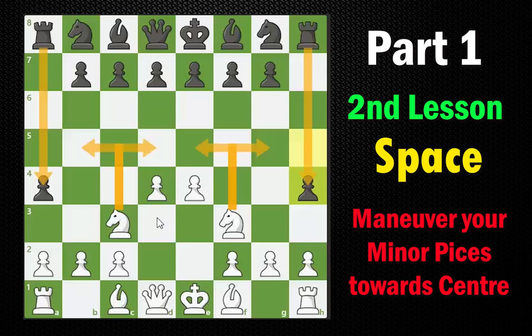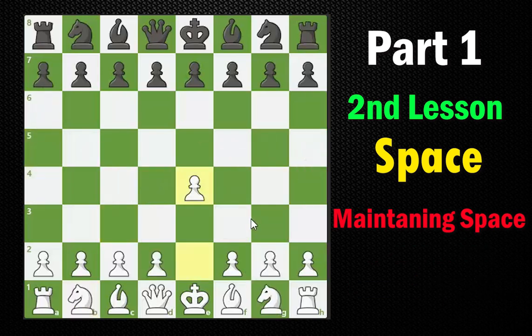So if you don't get your minor pieces out, you're just pushing the pawns, it's not very good for you, but you have to control the center by maneuvering your minor pieces. The other thing about space is that you have to maintain space. Getting your pieces to the enemy territory is good, but it is not good if they are cut off from the rest of your pieces. You have to keep the supply lines open.